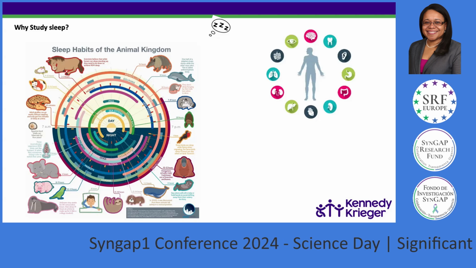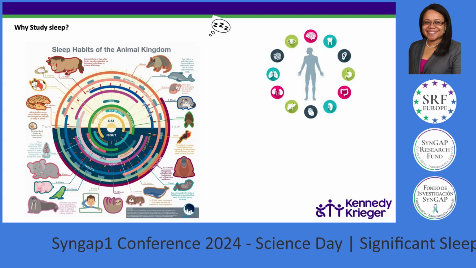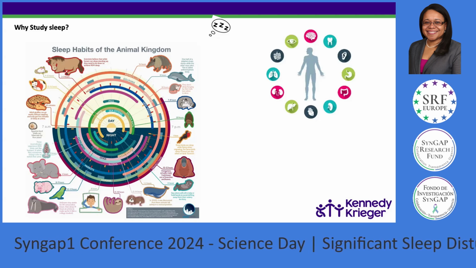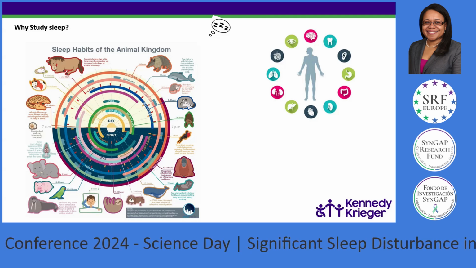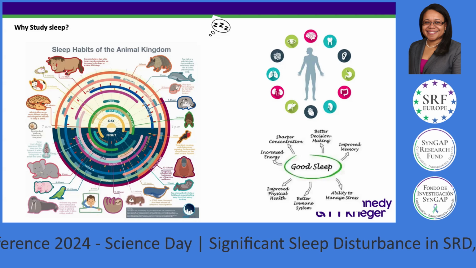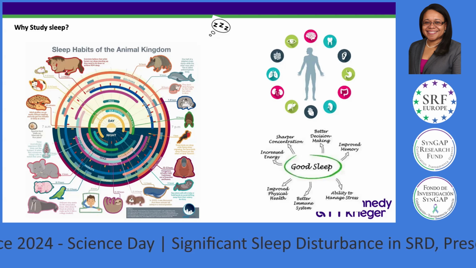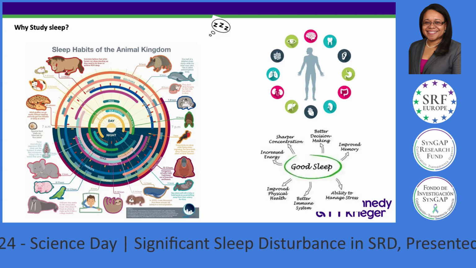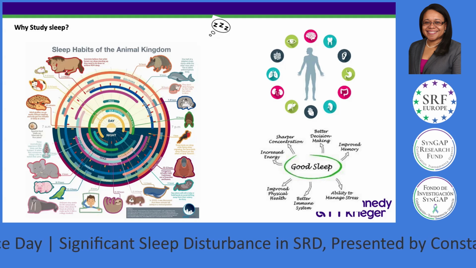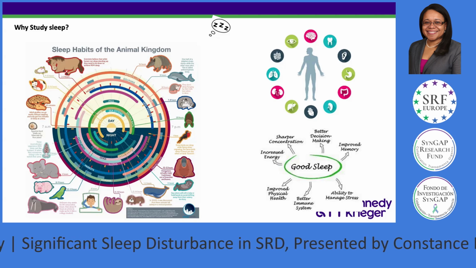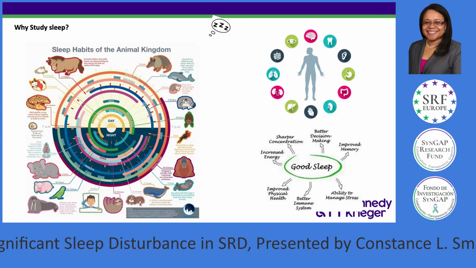We know that sleep is important for the regulation of multiple organ systems, including the brain, right? It plays important roles in synaptic plasticity and neurogenesis. And if you sleep well, right, your cognitive function is better, your adaptive function is better, your physical health is better, and your immune system is better. But when you sleep poorly, all of those things can be negatively affected.